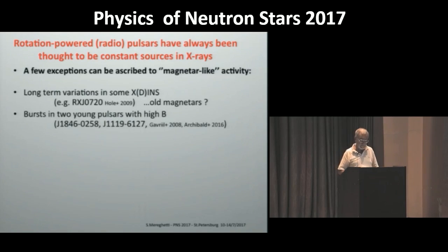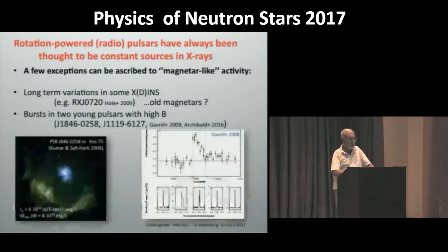Another example of variability in X-ray rotation-powered pulsars are the bursts that have been observed in a couple of high B field objects. You see this very short burst resembling those of soft gamma ray repeaters and anomalous X-ray pulsars, coupled to an enhanced X-ray emission. Again, this is something that occurs in rotation-powered pulsars, but is probably related to some kind of magnetar-like activity.